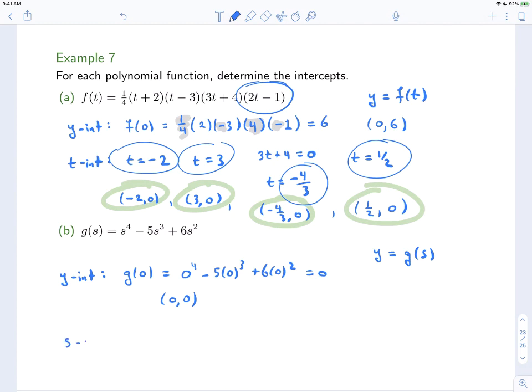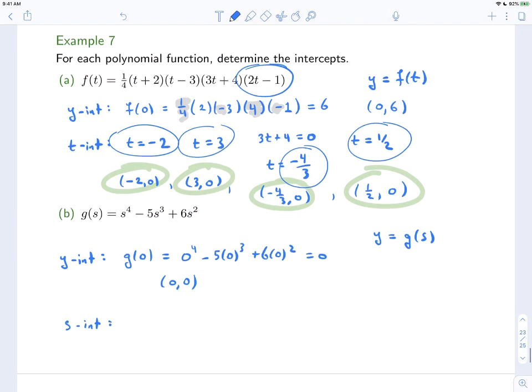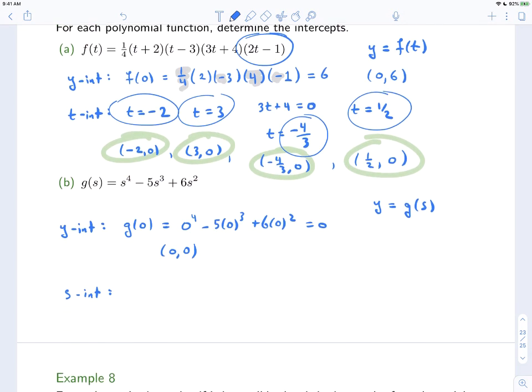What about the s-intercepts? Well, we need this to be equal to 0. This one isn't factored for us, but we can factor it. So s to the 4th minus 5s cubed plus 6s squared equals 0. Notice that they all have s's in them, so we can factor out an s squared. That's going to give us s squared times s squared minus 5s plus 6 equals 0. And we can also factor this term.